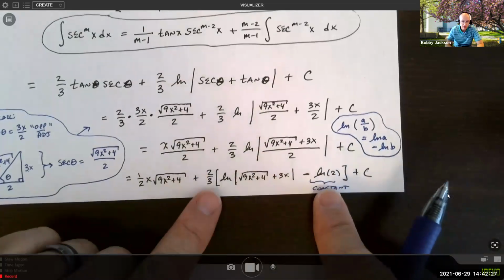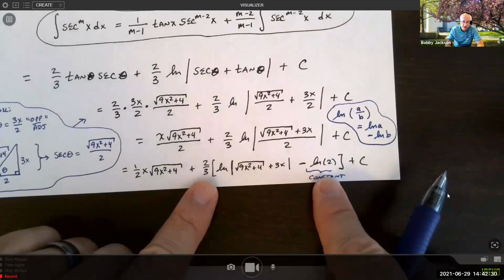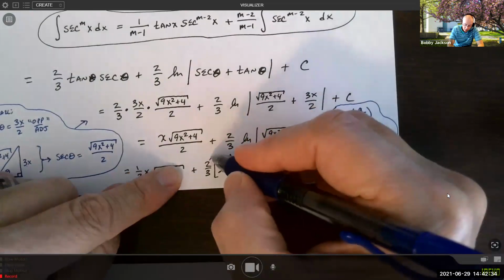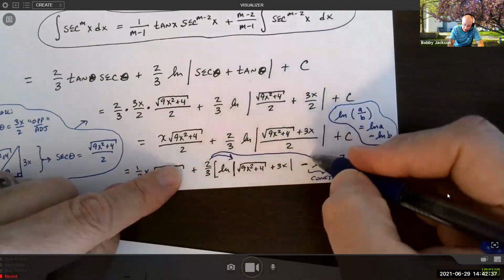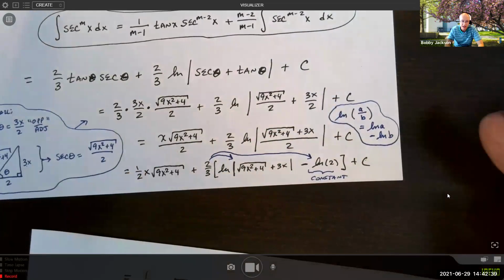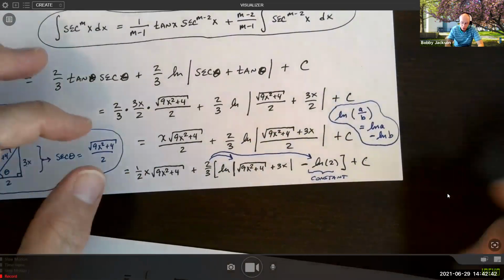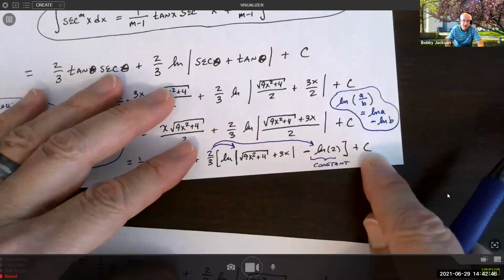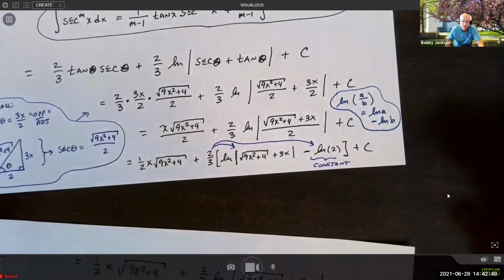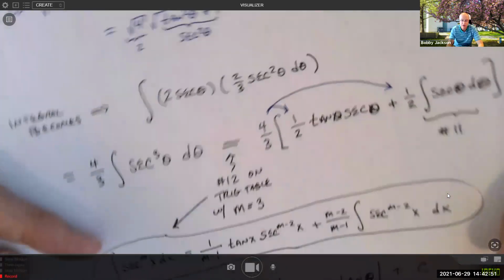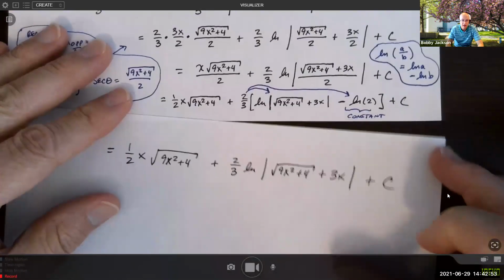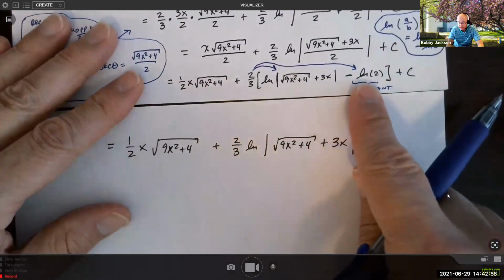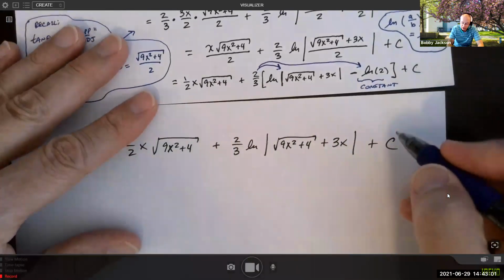But now, what is the natural log of 2? Well, it's just a constant. If I distribute the 2/3 back through, what is 2/3 times the natural log of 2? It's a constant. So what we will do is absorb that constant into this general constant. C can be anything. And so I can combine that negative 2/3 natural log of 2 into that constant, and I get this new constant c.